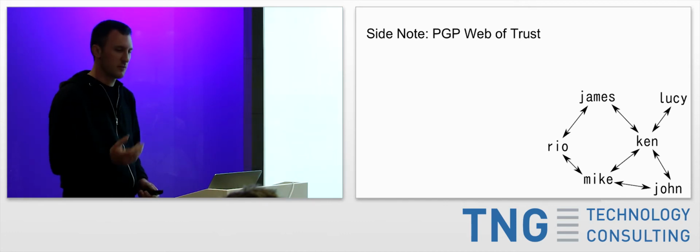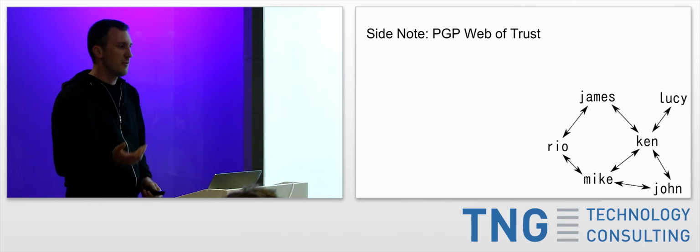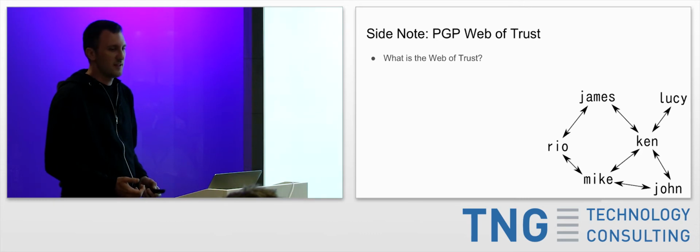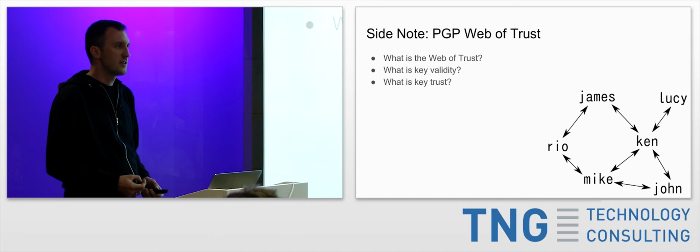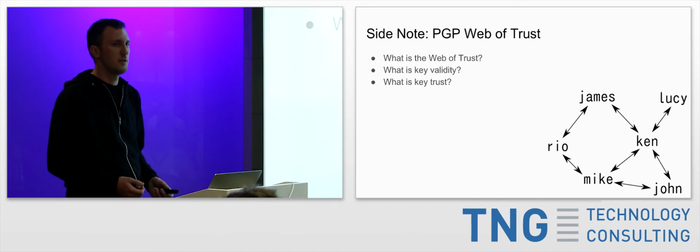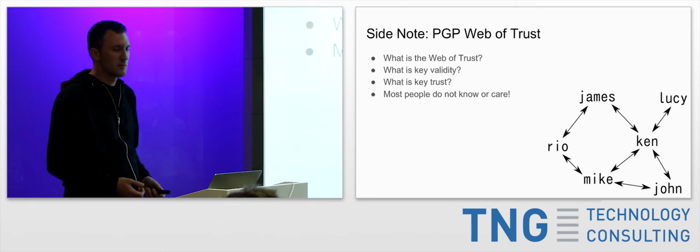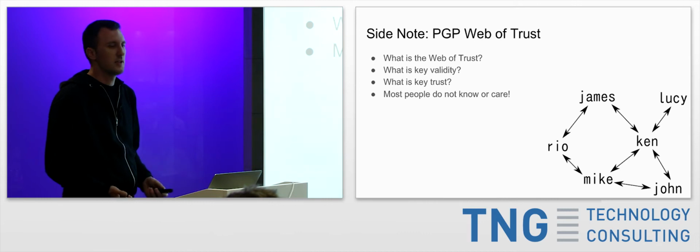Some people have different opinions on that. It depends a lot on if you're familiar with all these terms. For example, what a web of trust is, what key validity means, what key trust is. These are all things you really need to know if you want to use vanilla pass or use vanilla PGP. Maybe you know, but in our experience, most people don't know or don't care.